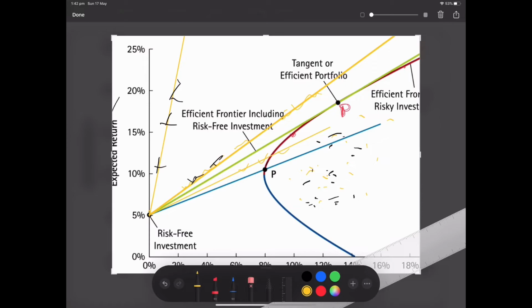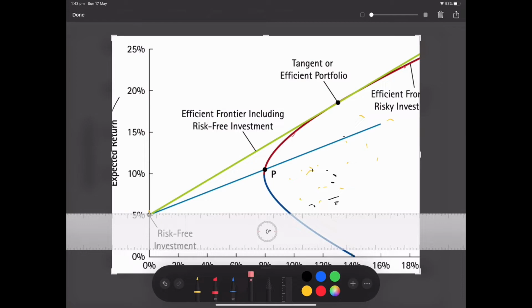So what is the slope of this green line, right? Let's just get rid of everything else to make it clear for me to analyze the green line.